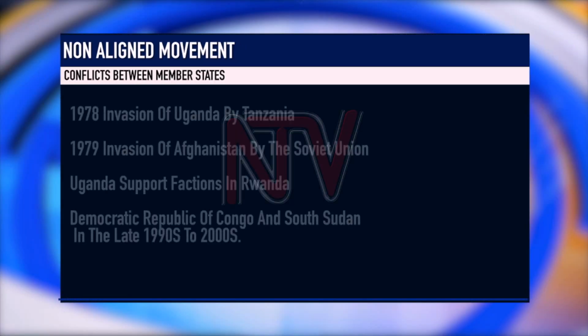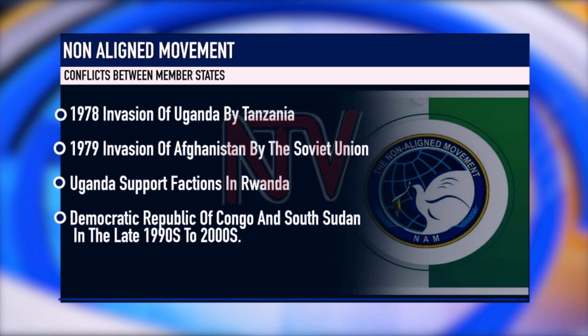These conflicts include the 1978 invasion of Uganda by Tanzania, the 1979 invasion of Afghanistan by the Soviet Union, which deeply divided the movement, and Uganda's support of factions in Rwanda, the Democratic Republic of Congo and South Sudan in the late 1990s to 2000s. All these interventions led to unconstitutional changes of government.